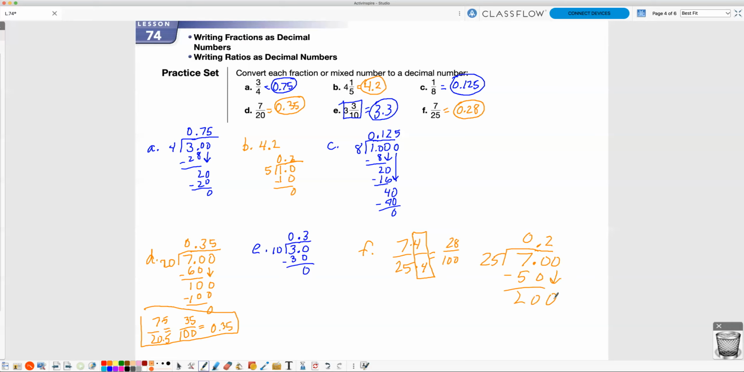Bring down this 0. 200 and 25. If I did 4 25s, that would get me to 100. So I have to do 8 25s to get to 200. And I'd have nothing left over when subtracting that. 28 hundredths would be the answer as well.